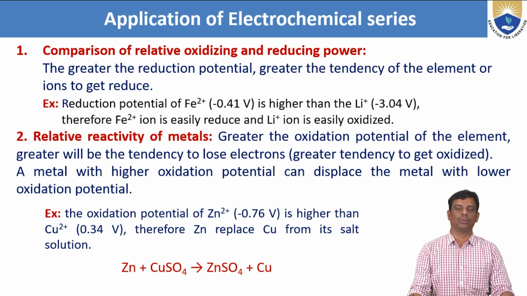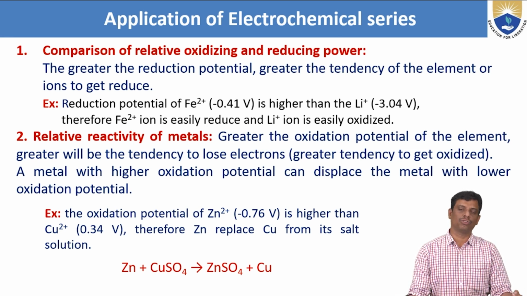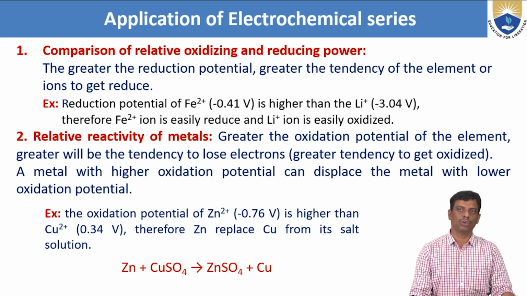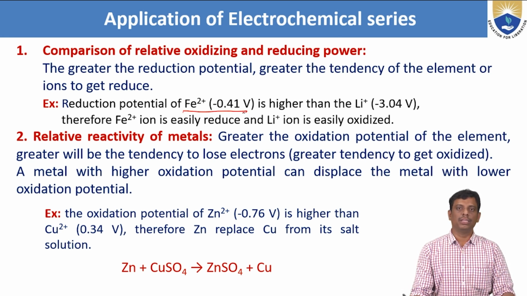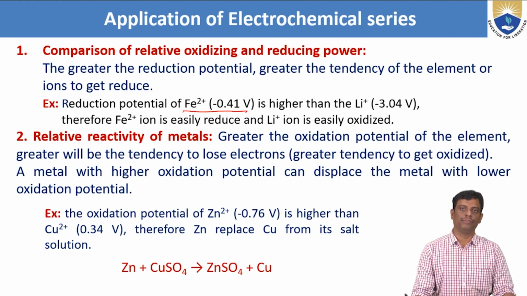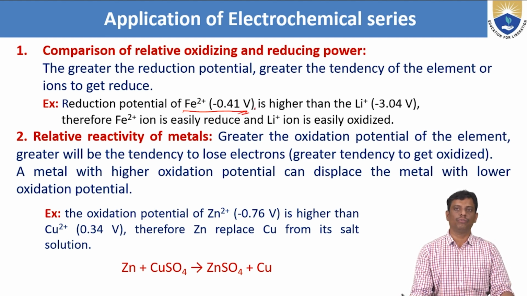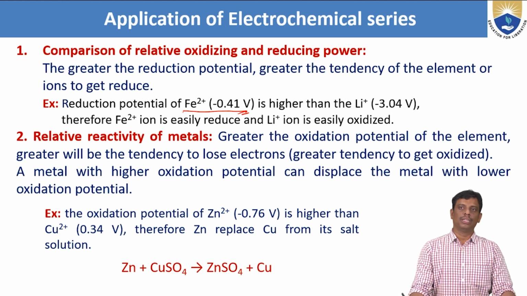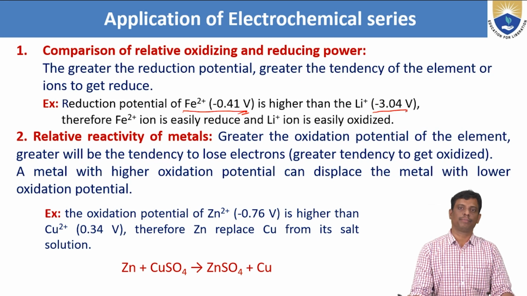With the standard electrode potentials, we can easily identify which is the strong reducing agent and which is the strong oxidizing agent. For example, the reduction potential of iron, Fe2 plus, is minus 0.41 volts, and the lithium potential is minus 3.04 volts.